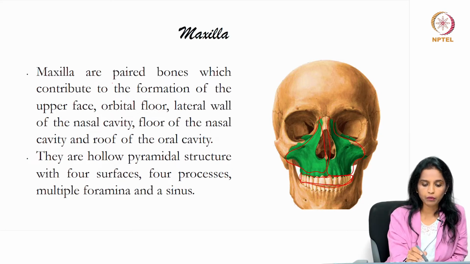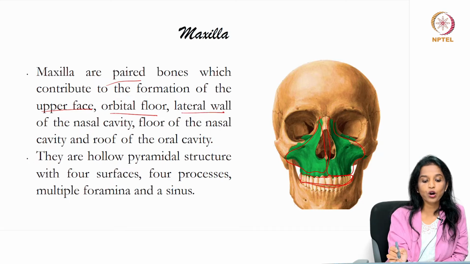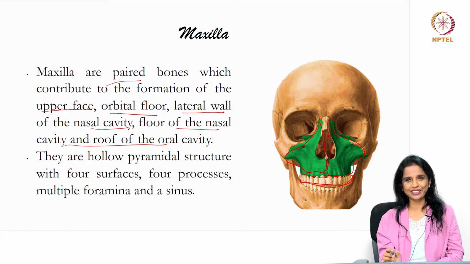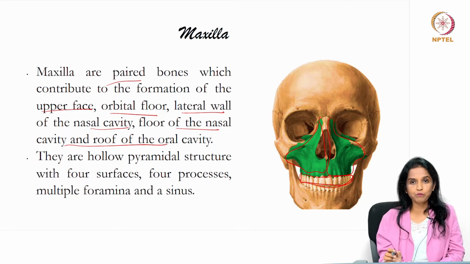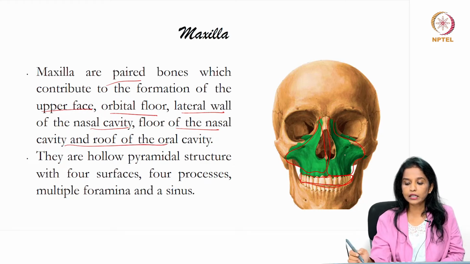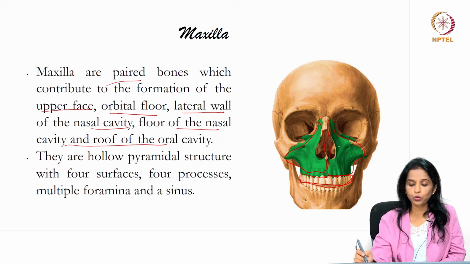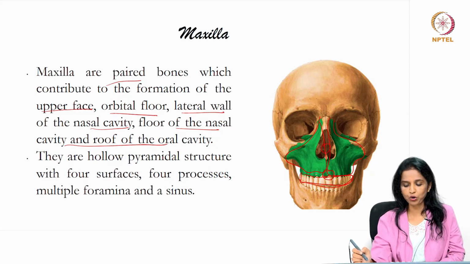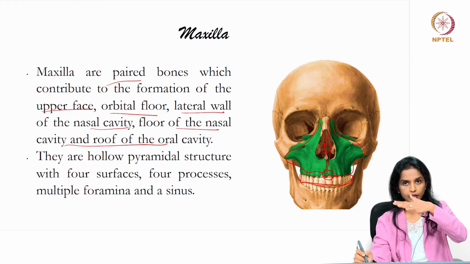The maxillae are paired in number, and they contribute to the formation of the upper face, the orbital floor, the lateral wall of the nasal cavity, the floor of the nasal cavity, and the floor of the oral cavity as well. So it forms a very important part of the face. Not only that, at the posterior region, it forms the roof of the oral cavity, separating the nasopharynx and the oropharynx. So that's very important. So it actually serves as a floor.